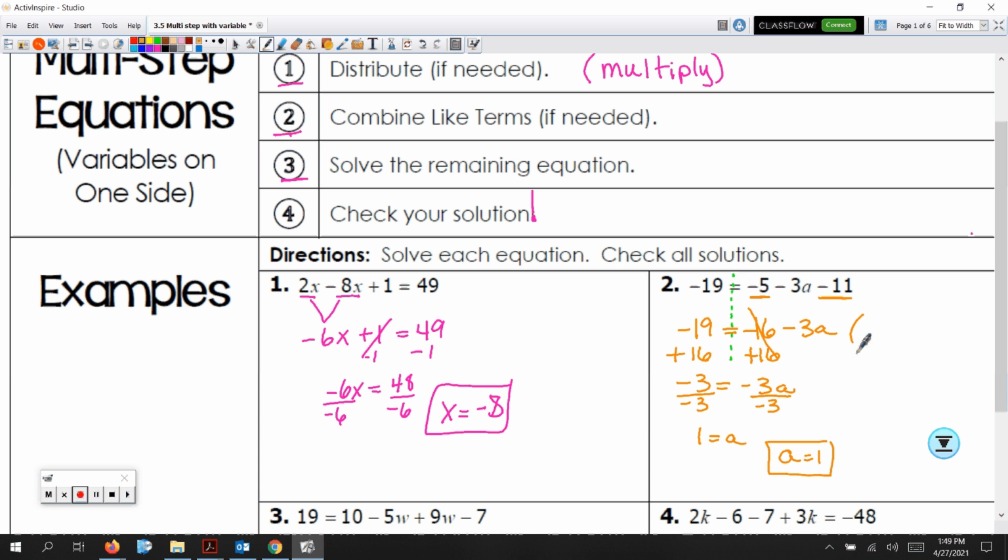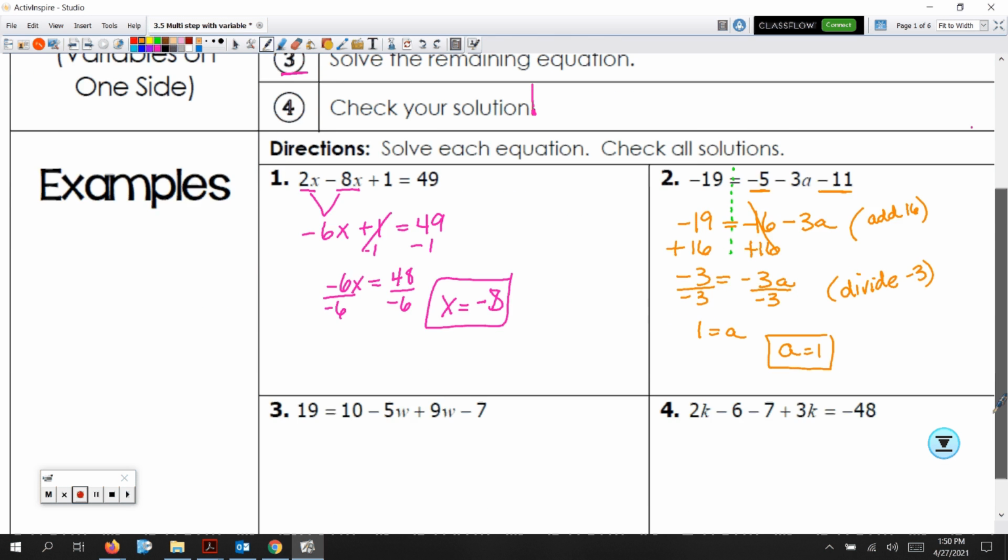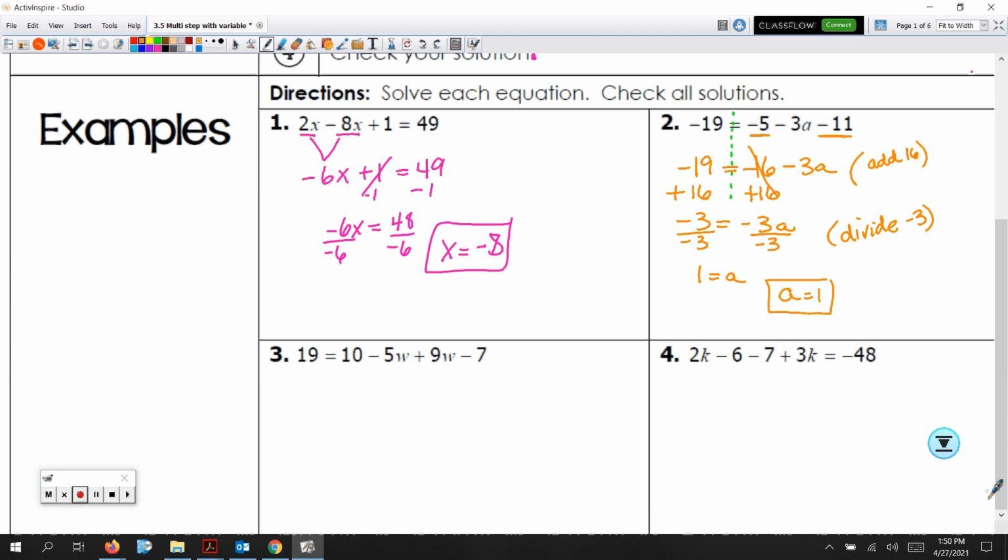Right, so I'm going to write in my little notes here, right? So I added 16. Now here I divide negative 3. Okay, take your time. It's like peeling a banana. All right, number 3, again, I don't have any distribution going on. I'm going to combine like terms. And for number 4, same thing, combine like terms. So what I want you to do is pause the video and combine like terms.